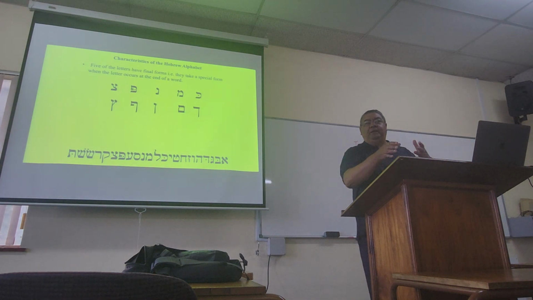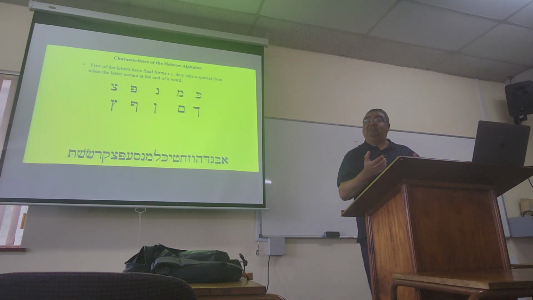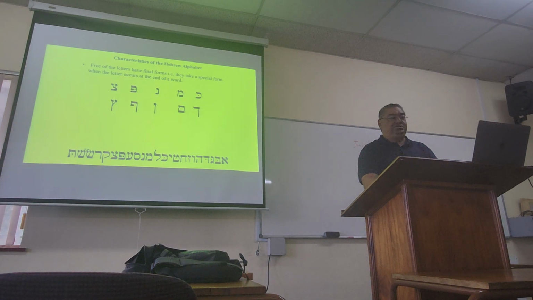Typically your Bagadkefat letters are going to be pronounced strongly when they stand at the beginning of the word or at the beginning of a syllable. But typically when they stand at the end of the word or at the end of a syllable, they will change their pronunciation. But when these 5 stand at the end of the word, they will change their form. So when a Kaf stands at the end of the word, it will look like that, which looks like a Dalet, but it's not a Dalet.